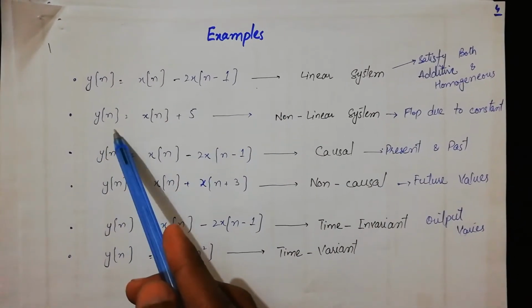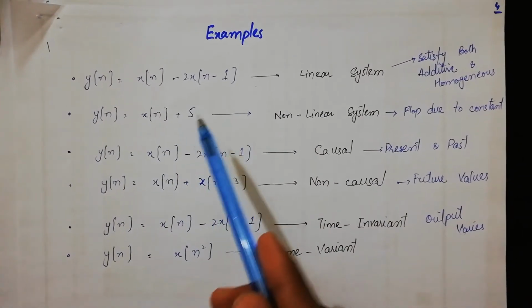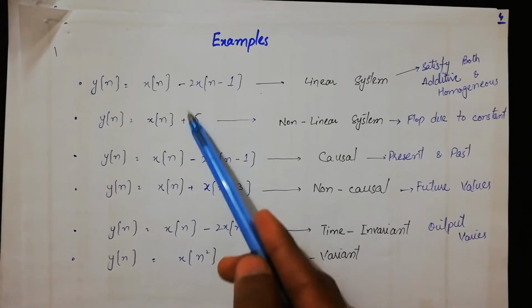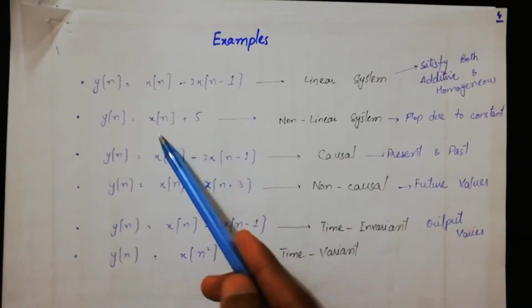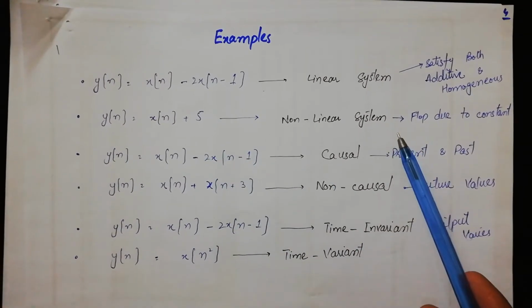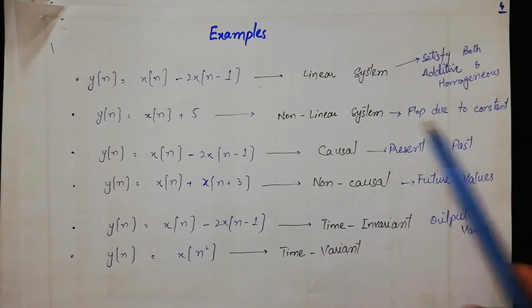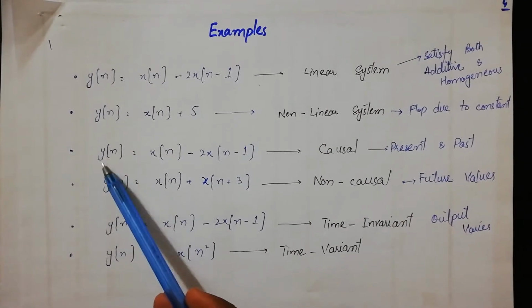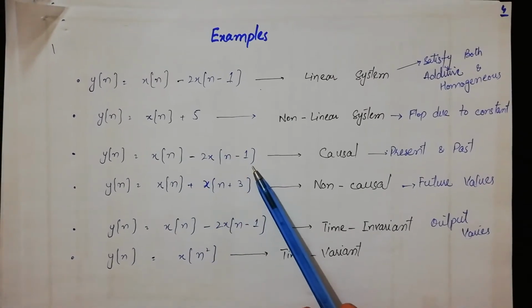But the second one, y[n] = x[n] + 5, is a non-linear system because a constant is involved. So when collectively we add the inputs and pass them through the system, it becomes plus 10. So when a constant term is involved, it breaks down due to the constant, so it is a non-linear system. Then the third example is y[n] = x[n] minus 2x[n-1].